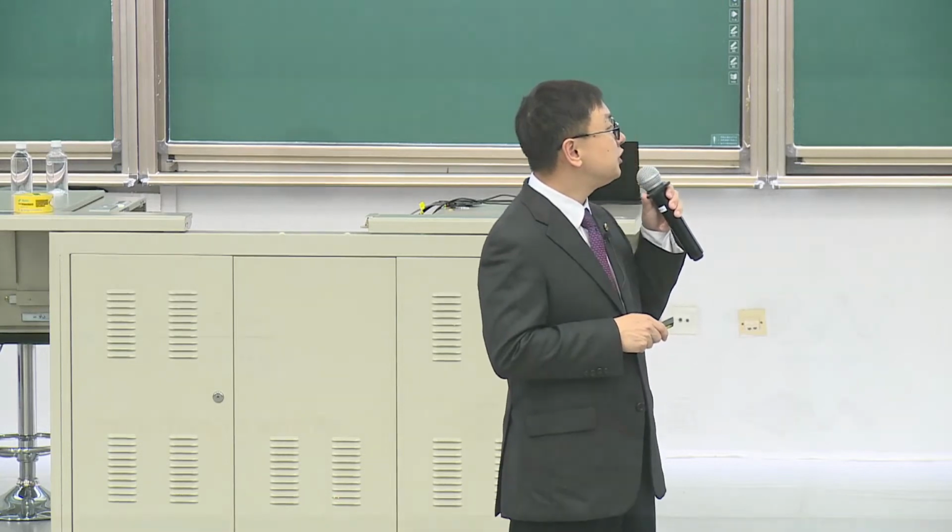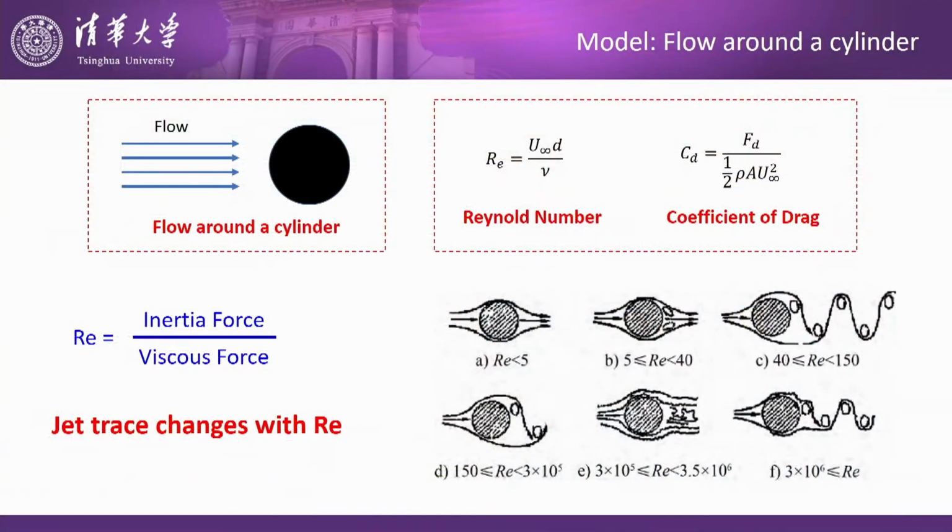So with Reynolds number change, the jet trace will change from here like this, here and here. Very important one: around 3 times 10 to the power of 5 here, the jet trace changed a lot. From here laminar to here, and laminar flow outside, turbulence inside, and go back to the turbulence again. So it's an important part here.